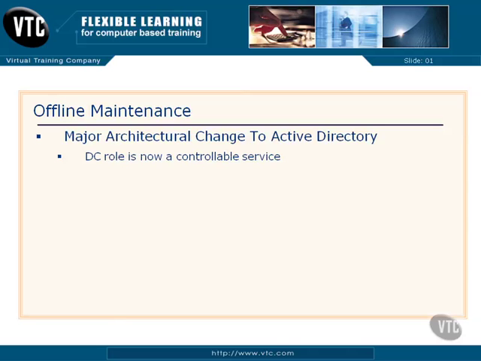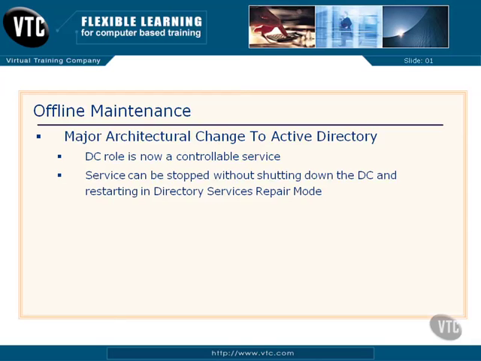And that is that the domain controller role is now a service, just like a print spooler or all the other services out there. What this means in English is that the service can be stopped without having to shut down the domain controller, because we used to do this compaction and defrag on the Active Directory database files, we actually had to shut it down, bring it back up in Directory Services Repair mode, the DSRM, and do some stuff. So now all we have to do is stop the service, leave the domain controller running, and run our commands.